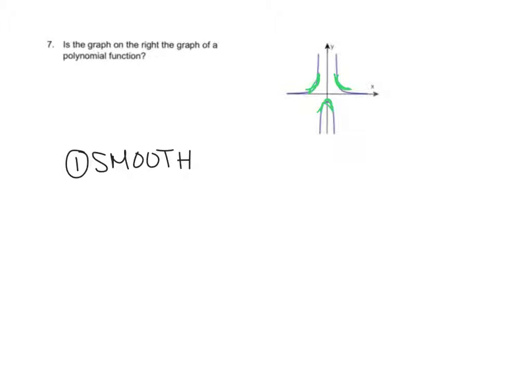We do not have any sharp corners, like this would be a sharp corner. All of those would be sharp corners. Since we don't have that in our graph, then yes, our graph is smooth. So that criterion is true.